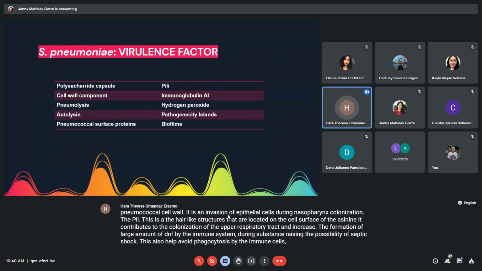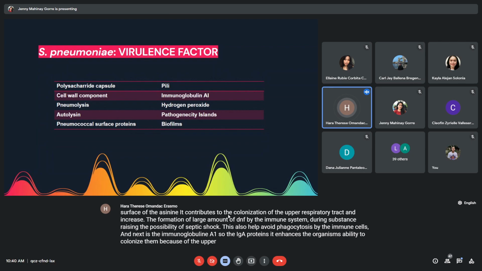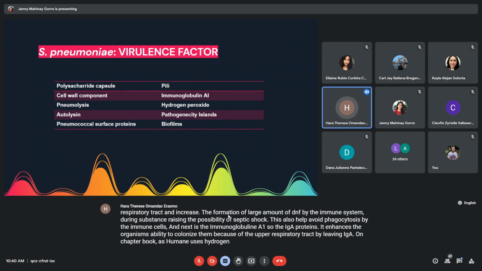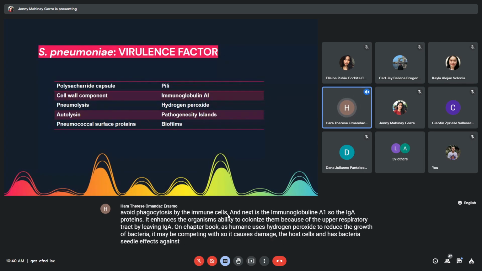And next is the immunoglobulin A1. So the IgA protease enhances the organism's ability to colonize the mucosa of the upper respiratory tract by cleaving IgA. Streptococcus pneumoniae uses hydrogen peroxide to reduce the growth of bacteria it may be competing with. So it causes damage to host cells and has bactericidal effects against competing bacteria.